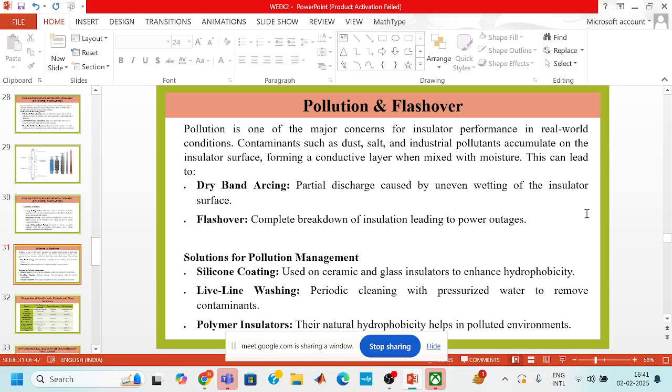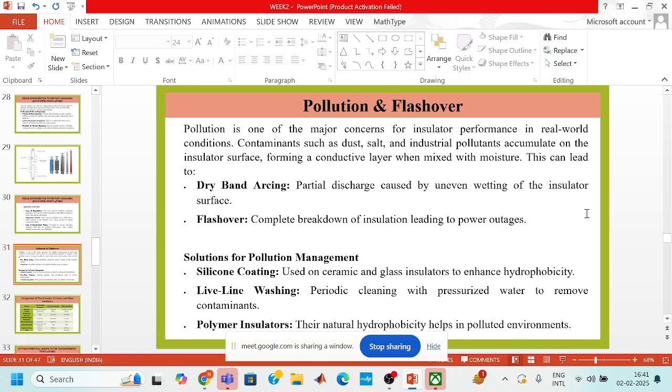Now we see pollution and flashover. Pollution is one of the major concerns for insulator performance in real world conditions. Contaminants like dust, salt, and industrial pollutants accumulate on the insulator surface, forming a conductive layer when mixed with moisture, and this can lead to dry band arcing and flashover.